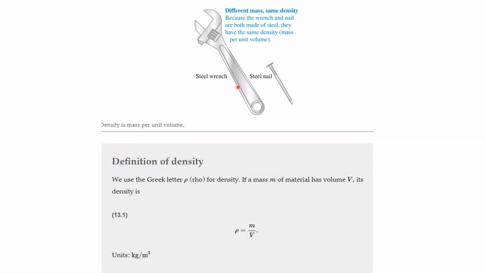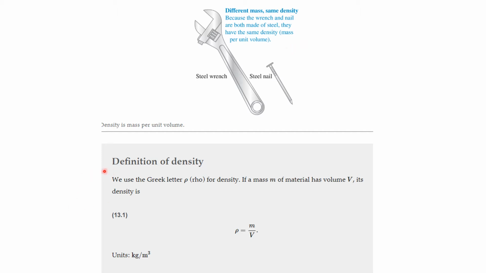A steel wrench and a steel nail show that they have different masses. This has a larger mass than this, but they have the same density because the wrench and the nail are both made of steel. They have the same density, mass per unit volume.